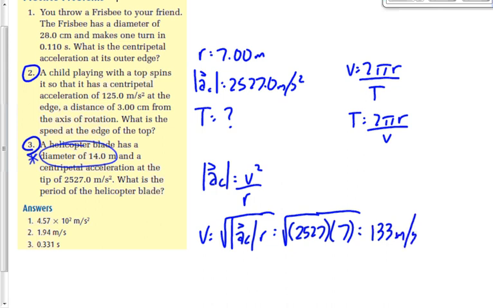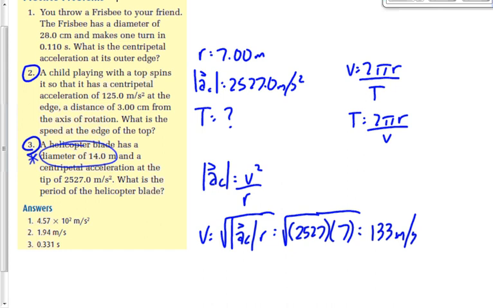Thank you, Kathleen. That's pretty fast, right? You've got the outer edge of this helicopter blade moving at 133 meters per second. In other words, a single point on the edge of that helicopter blade, if it was traveling in a straight line, would go about 1.5 times the length of the football field in 1 second. That's why you don't want to stick your hand up there and try to hold onto the blade as it's spinning around, because it's going to cut your hand right off instantly.